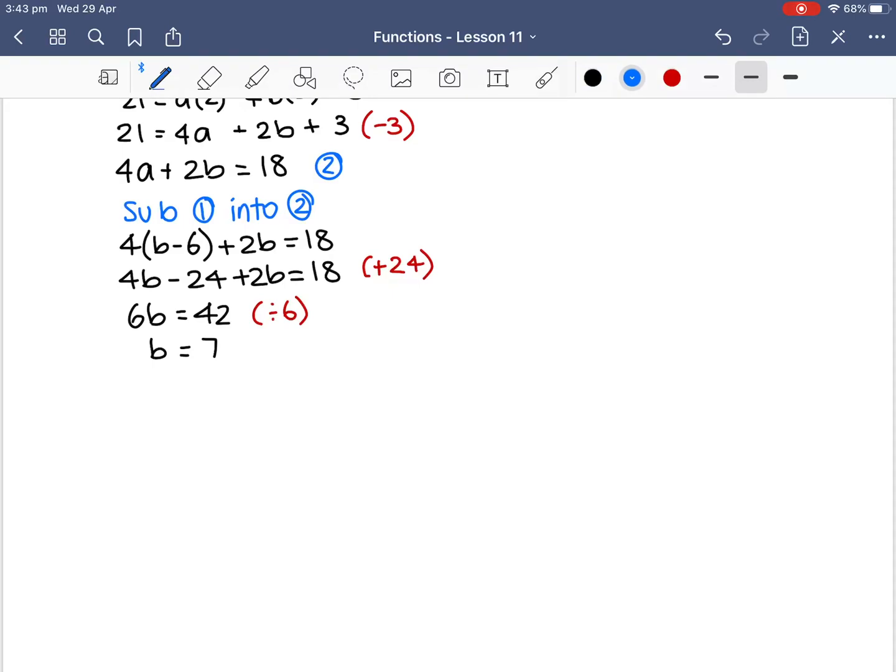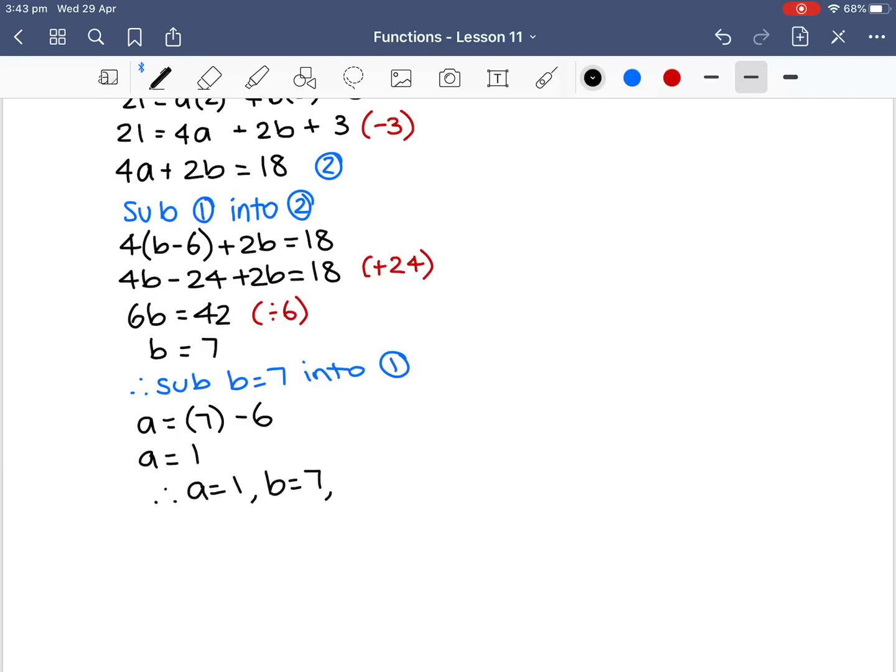Now that I know my b value, I can use this to find my a value. I'm going to sub b equals 7 into equation 1 because it's an a equals. We're trying to find a. So a equals our b value of 7 minus 6, so a equals 1. Therefore, we have found that a equals 1, b equals 7, and c equals 3. We're going to substitute them into our equation.